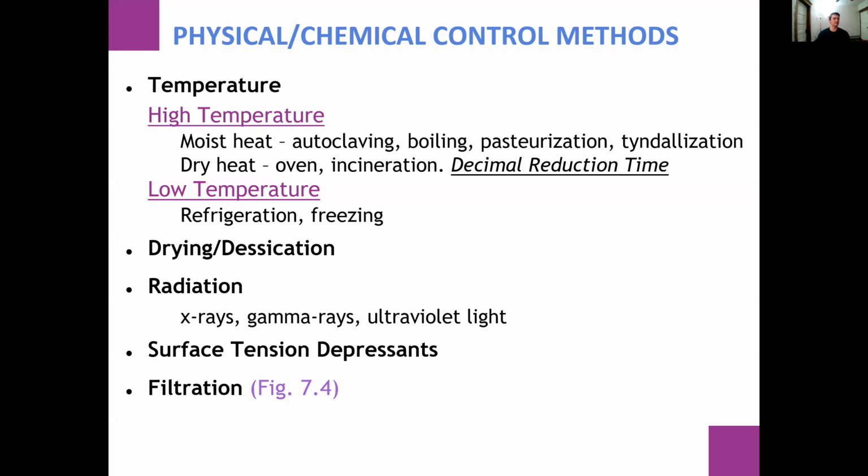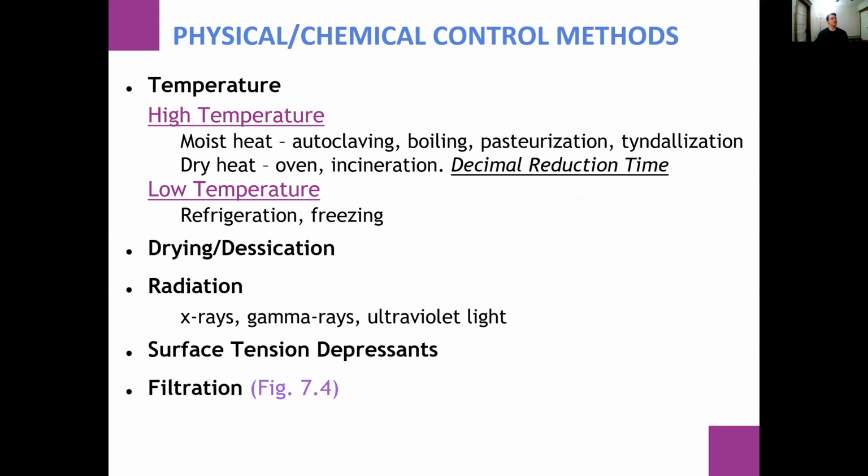And then, as I said before, when we are using high temperatures, we need to take into consideration the decimal reduction time, which is the time that is required at a given temperature to kill 90%. Remember, we want that 90% reduction. So this decimal reduction time is the amount of time it takes to kill 90% of the exposed microorganisms. And this is obviously then related to bacterial heat resistance. Certain archaea, if you think of your extremophiles, will be more resistant to heat than just your normal mesophiles.